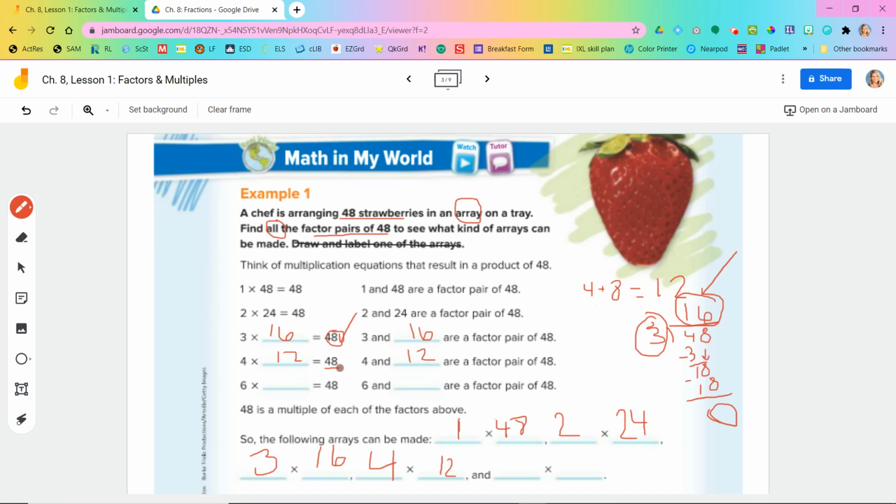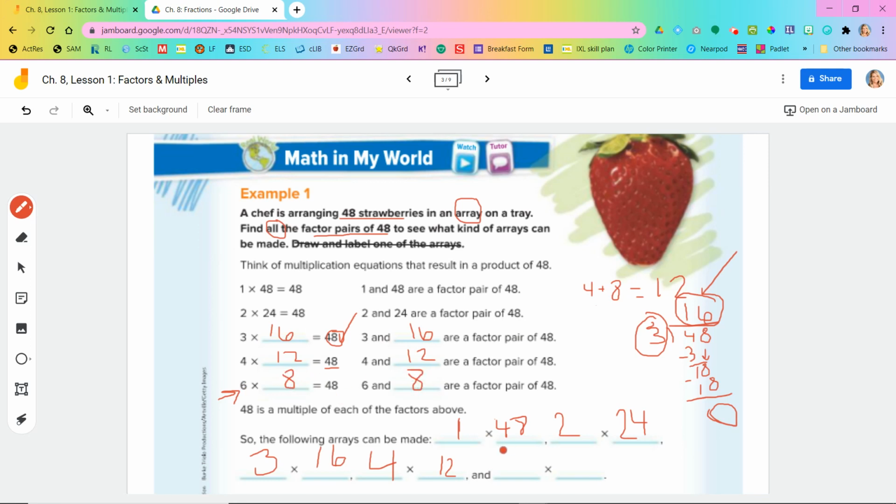So if 48 does not end in a 0 or a 5, 5 won't work. So that's why they moved on to number 6, because they checked 5 and it didn't work. Now let's check 6. Will 6 times anything give me 48? Yes, 6 times 8 is 48.